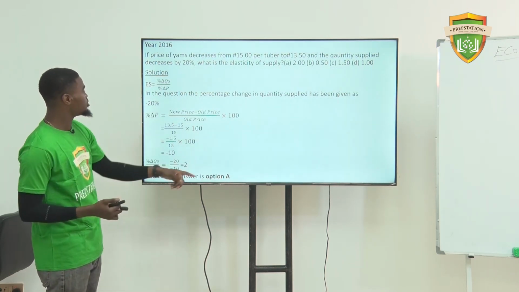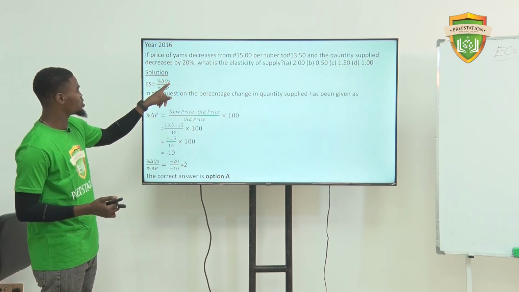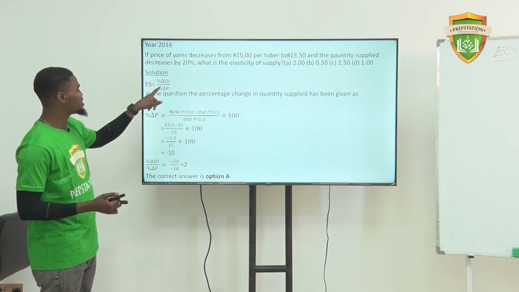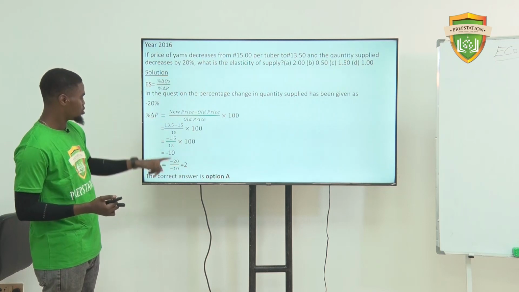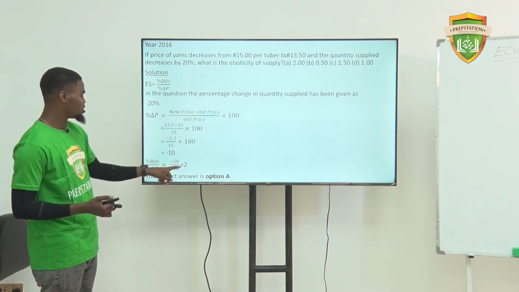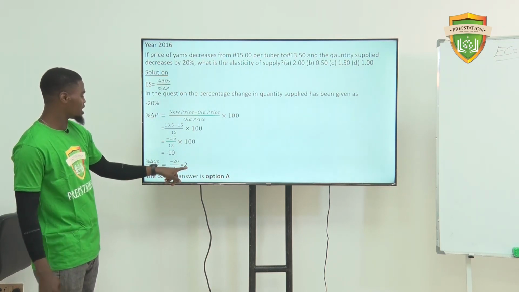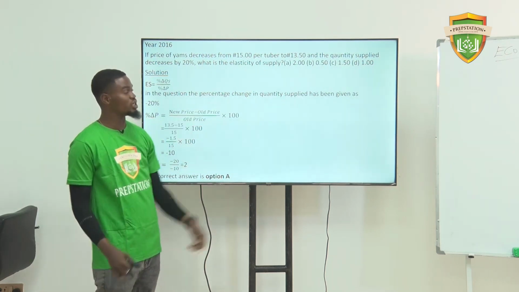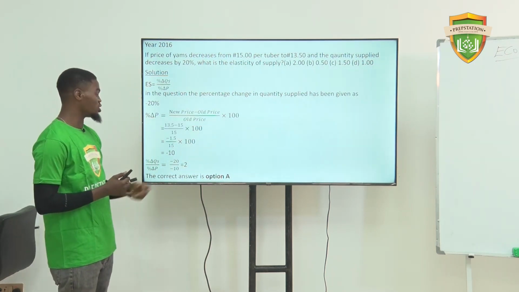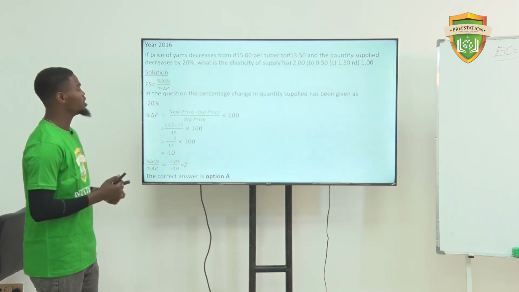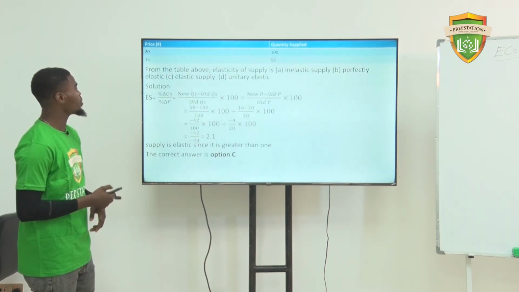So using the formula, percentage change in quantity supply, which is minus 20, divided by percentage change in price, which is minus 10. So you divide, you get a 2. So the appropriate answer for this question is option A, where you have your 2.0. You know that 2.0 is the same thing as 2.